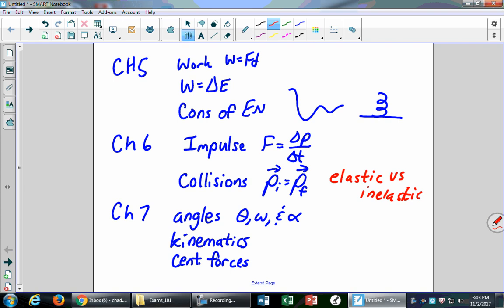And then also regarding forces, you need to know conservative versus non-conservative forces. The basics of what those are. Conservative is a field force, it conserves energy, and it's path independent. Non-conservative are contact forces, those don't conserve energy, and they are path dependent. Okay, so that's the test, chapters 5, 6, and 7.